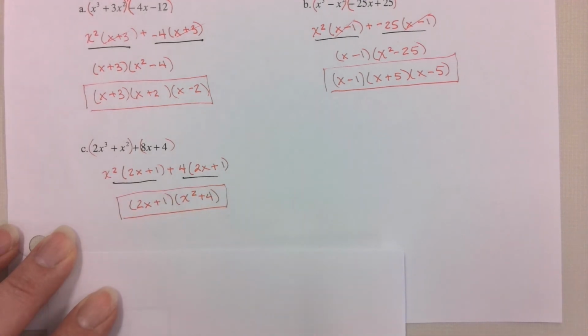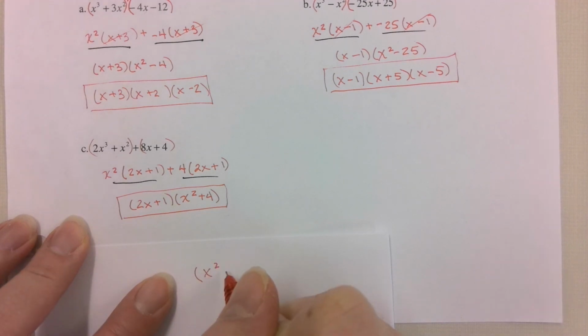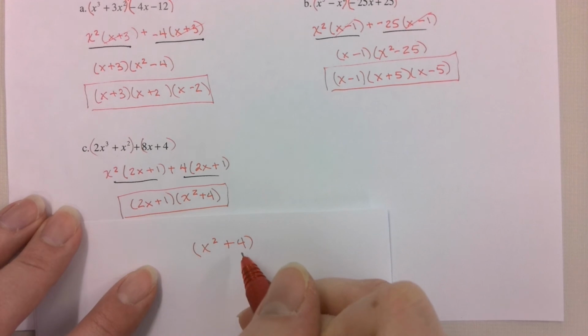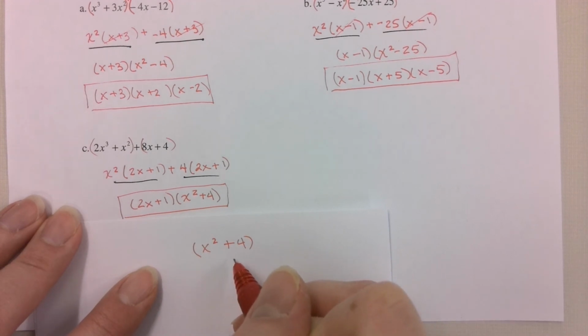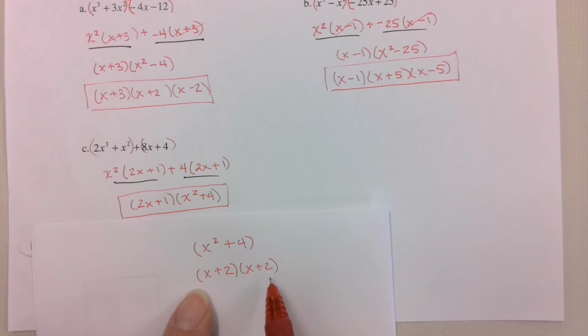It does not factor further, but let me show you why. If I have x squared plus 4, there are no factors of positive 4 that add up to 0. That's why it has to be a difference of squares. So try as I might, plus 2, well, I get 2x and 2x, that adds up to 4x. I change them to minus 2's, negative 2x, that adds up to negative 4x.